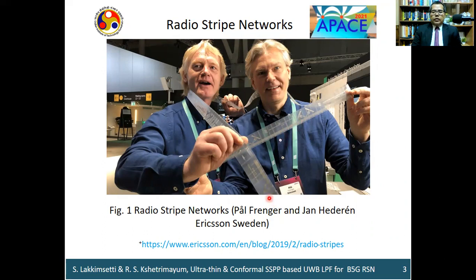Radio strip networks are very easy to implement, and they will enable 6G wireless communication technology like cell-free massive MIMO. If you want to implement cell-free massive MIMO, you need a technology which can be easily rolled out because you have many access points. If you use a technology which is very difficult to implement, then it will not be very successful. So in order to have a successful cell-free massive MIMO implementation, radio strip network is the technology which will enable it. This can be easily seen from a few examples we'll be discussing in the next slide.